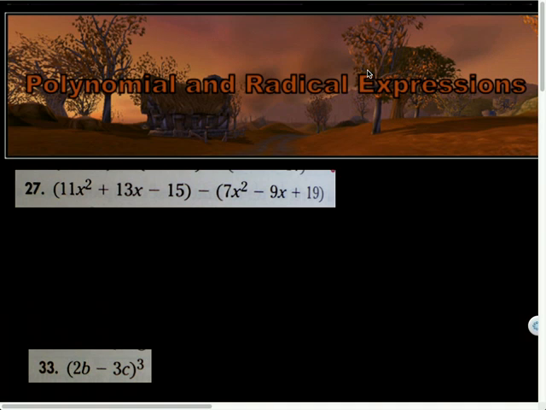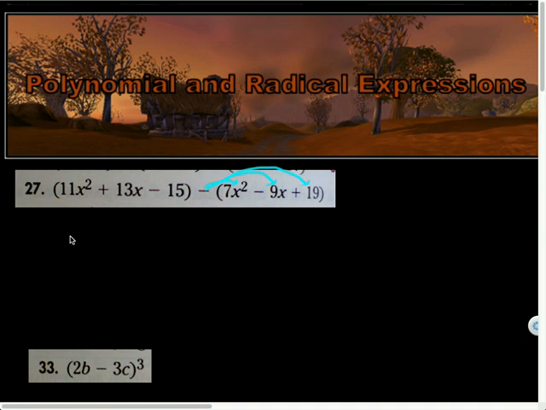Problem 27. This is all from the chapter review assignment, near the end of the chapter, starting around page 324. They just asked us to add or subtract in this section. So this was the first thing. Oh, minus sign. I can't just start combining like terms. I actually have to distribute this minus sign to that entire right-hand polynomial.